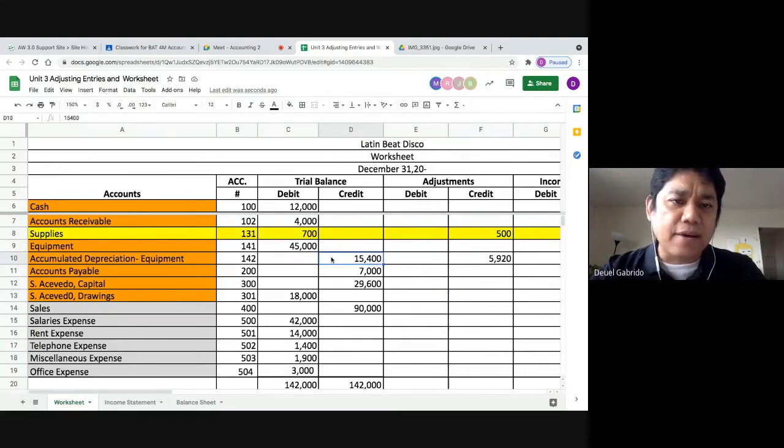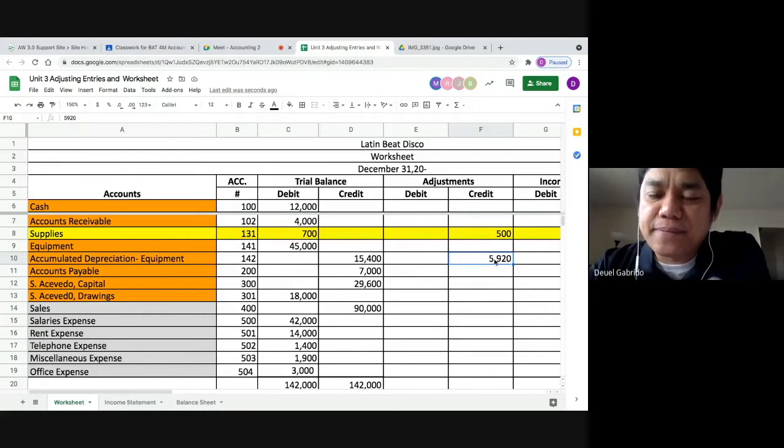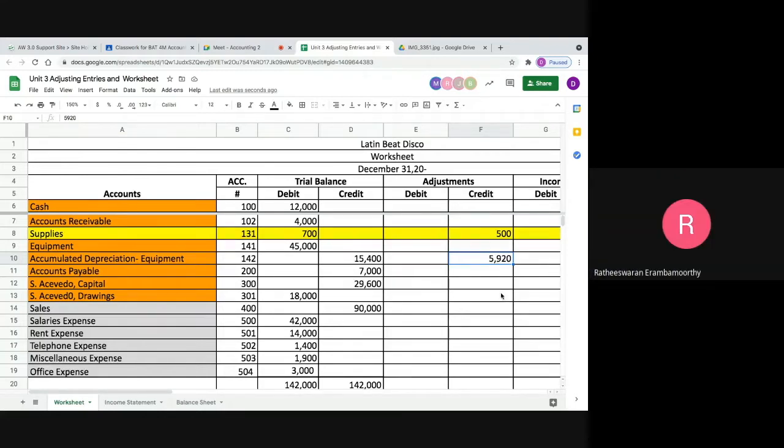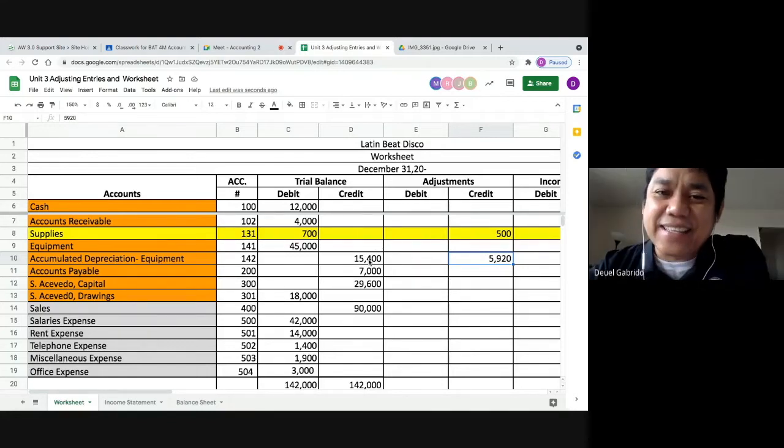If I ask you guys, last year the total decrease is 15,400 of the equipment, they are partner always. And this year there is another decrease of 5,920. How much is the total decrease now of the equipment as of December 31 this year? 21,320. How did you do that? Added. So the decrease last year, add another decrease this year.